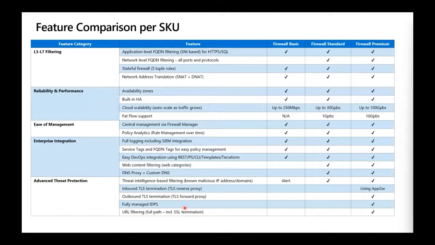And then the premium features are only available for the premium SKU, like inbound TLS inspection by using app gateway, outbound TLS termination, fully managed IDPS, and URL filtering for full path.